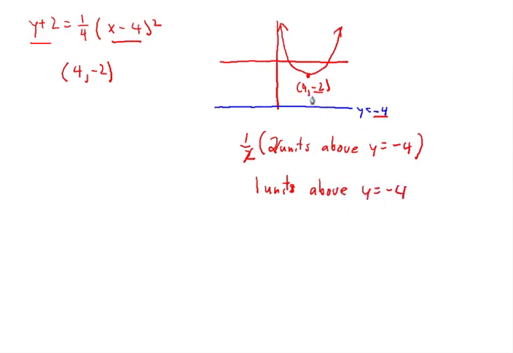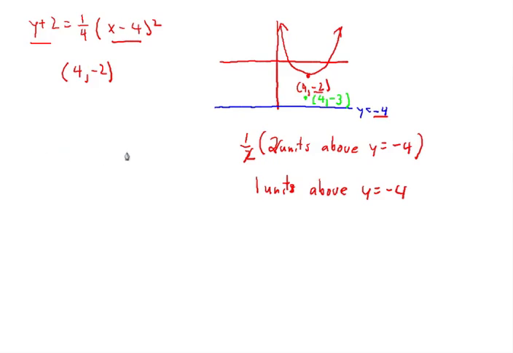So 1 unit above that, and I'll use maybe green for this. At this point, the new transformed coordinate will be 4, and 1 unit above -4 is -3.